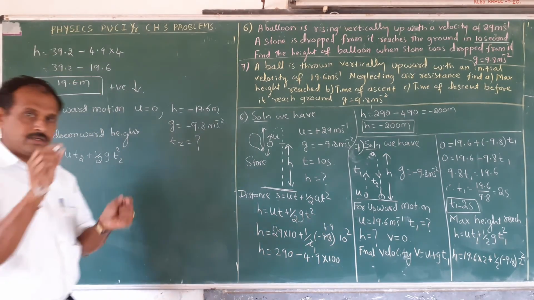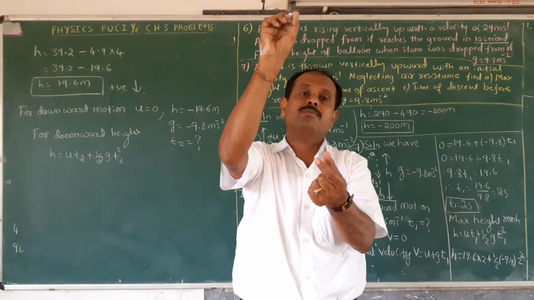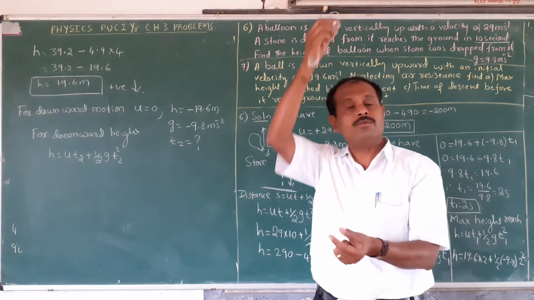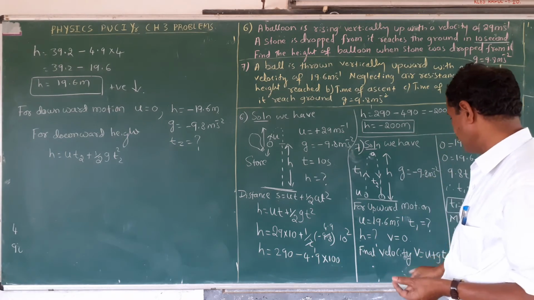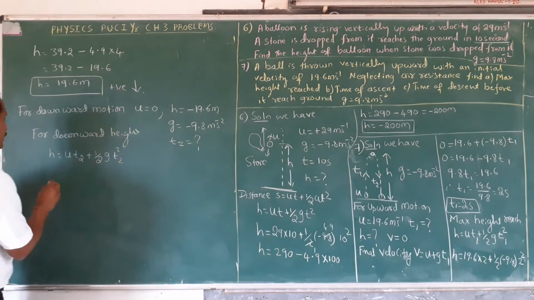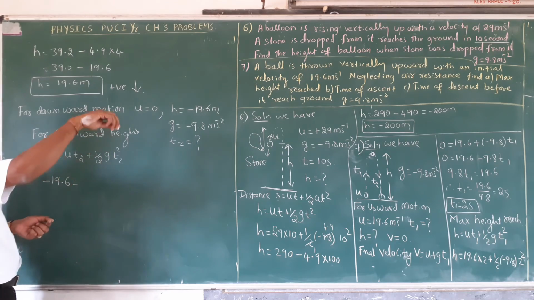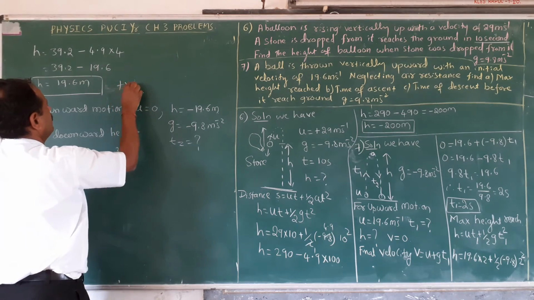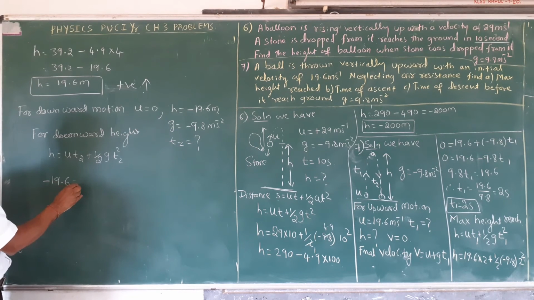For downward motion, when it reaches the maximum height, at the fraction of second, body acts like a rest body. Here velocity is 0 for downward motion. For upward motion, final velocity is 0. But here initial velocity you have to take 0. Therefore, h is minus 19.6. Sorry, that was for positive upward height. Now this is for downward height. Therefore, you have to take here minus 19.6.